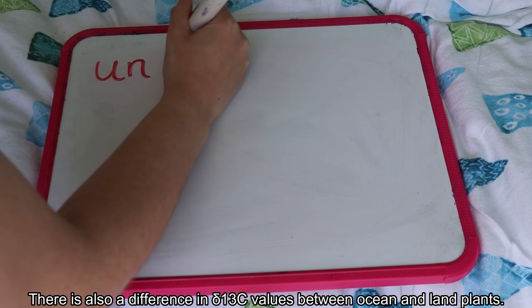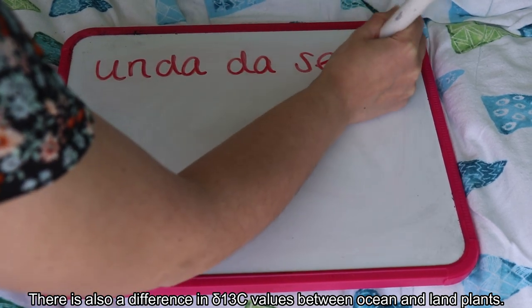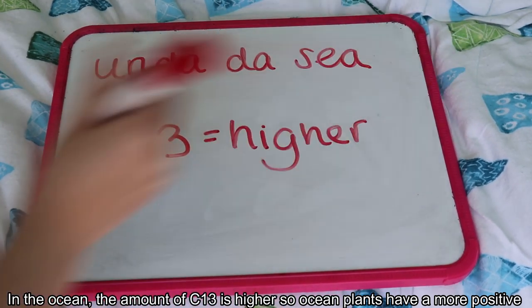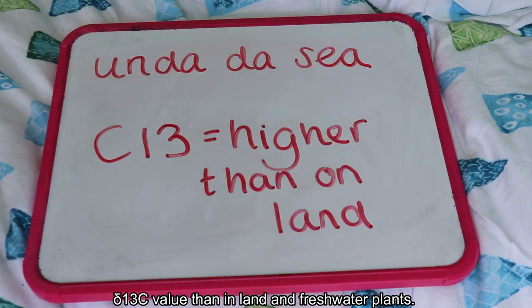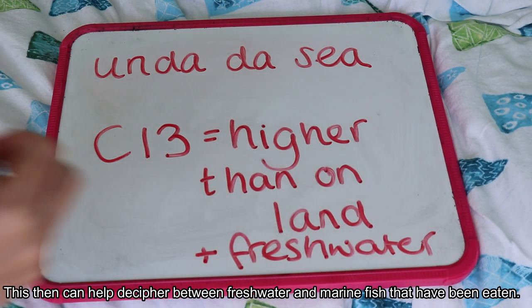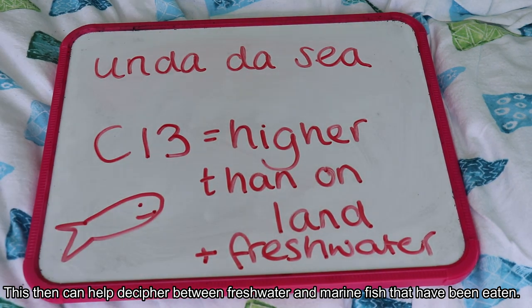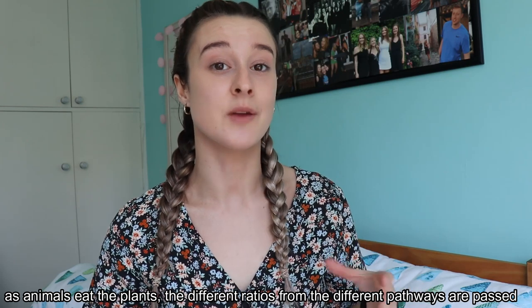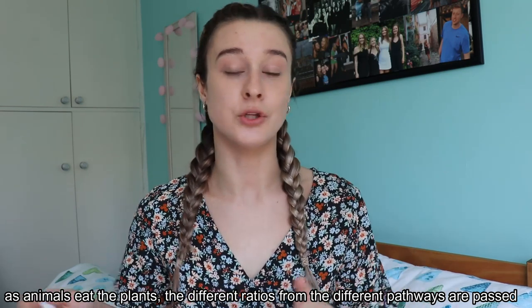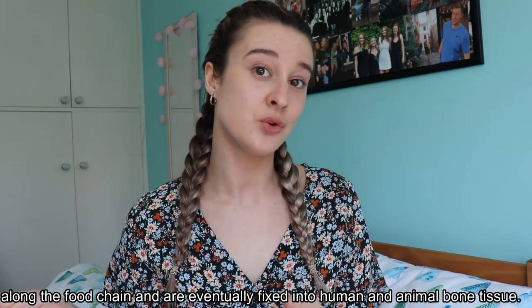There is also a difference in the carbon 13 to 12 ratio values between ocean and land plants. In the ocean, the amount of C13 is higher, so ocean plants have a more positive carbon 13 to 12 ratio value than in land and freshwater plants. This can then help decipher between freshwater and marine fish that have been eaten. Essentially, as animals eat the plants, the different ratios from the different pathways are passed along the food chain and are eventually fixed into animal and then human bone tissue.